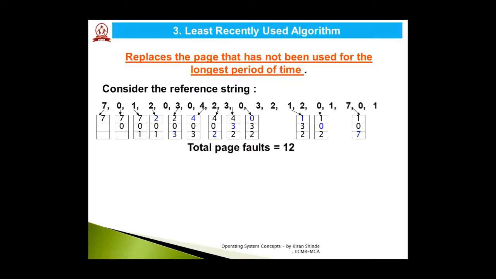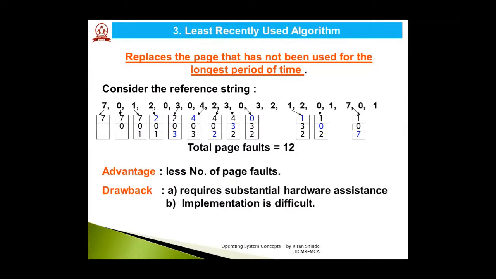Okay, so if you compare at this moment of time, on the same reference string we have applied first in first out, optimal page replacement and LRU, and to conclude, optimal page replacement has given us fewer page faults as compared to FIFO and LRU. Okay, so that's the explanation related to LRU.